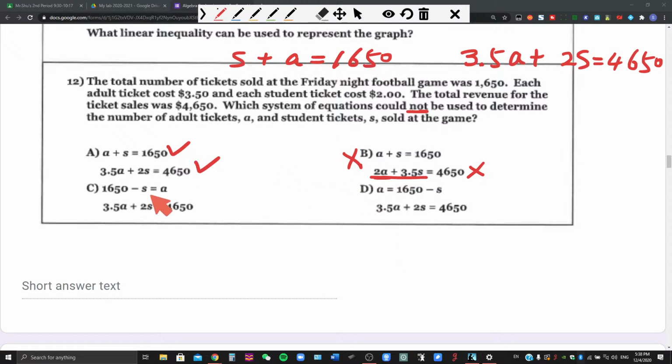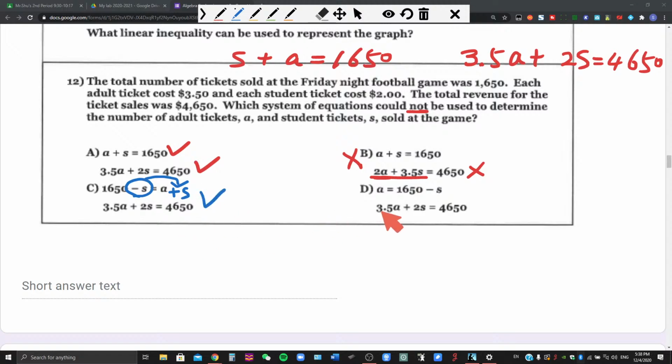But let's check the other options. The other two options. 1650 subtract S equals A. Well, this is just a maneuver. If you just move the S to the other side and flip the sign, this will become a plus. So 1650 equals A plus S. That's true.